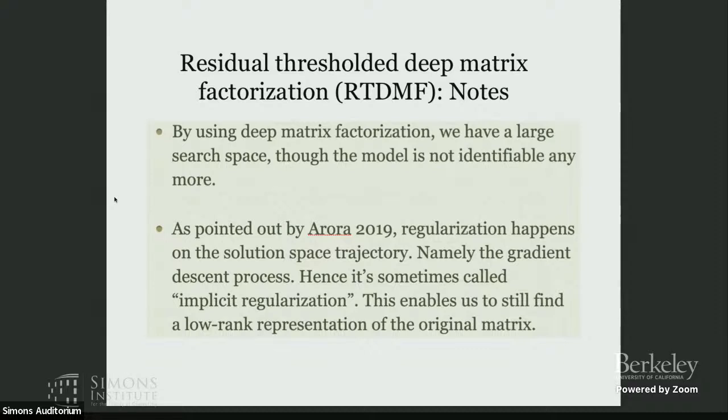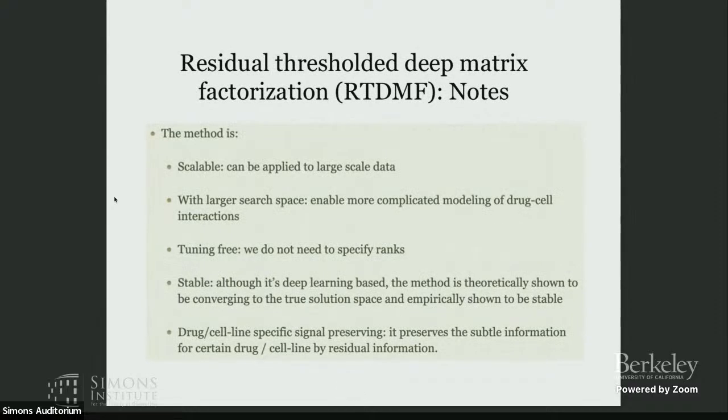So if the matrix itself is very complicated, having a lot of tricky and hidden structures, this deep matrix factorization method has a better hope of recovering them. That is the intuitive understanding of this method. And of course, just like other deep learning methods, it's very scalable. Also we found that we don't really have to decide the rank of the low-rank approximation, and the result is pretty stable.